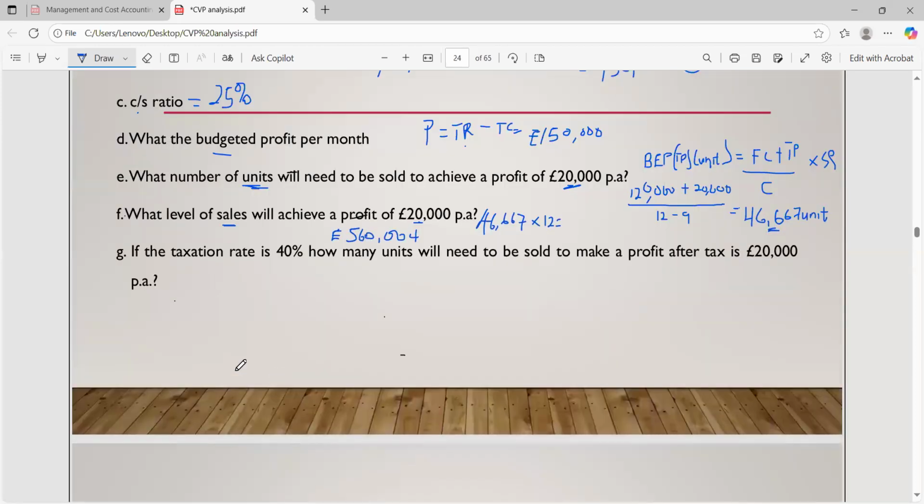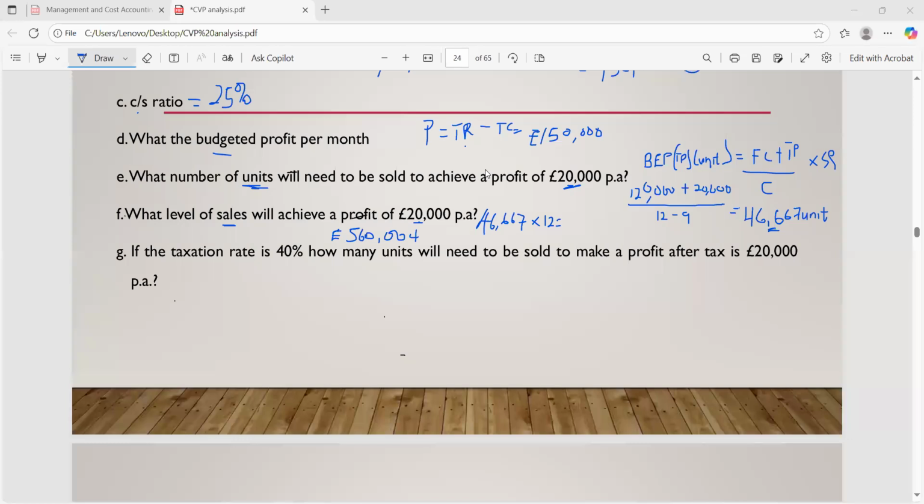Okay. The last one under this question, the last but not the least. So this is last but what? Last but two. If taxation rate is 40%, how many units will need to be sold to make a profit after tax, or the profit after tax is 20,000 per annum? So the same formula, but this time around, it is going to suffer after tax.